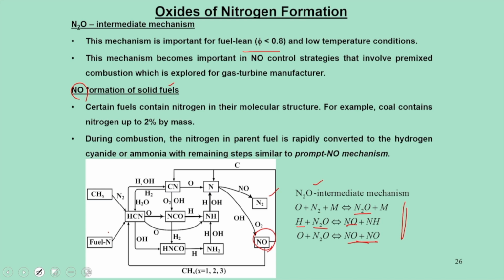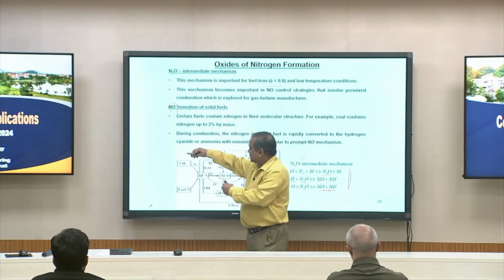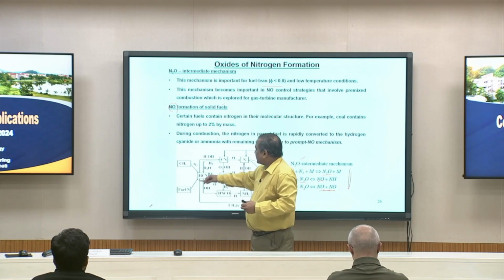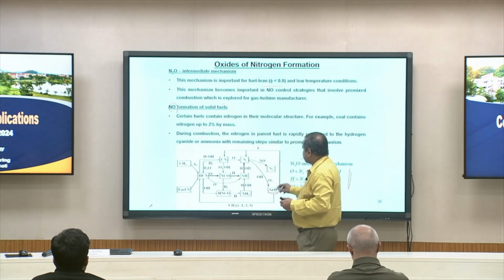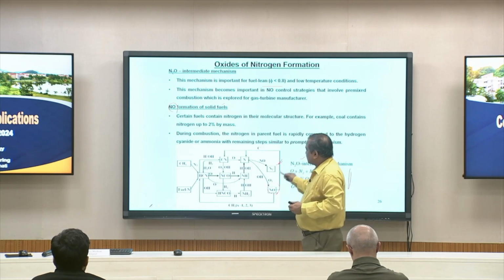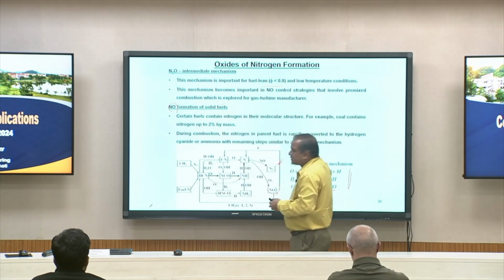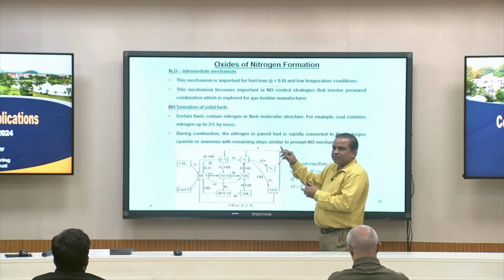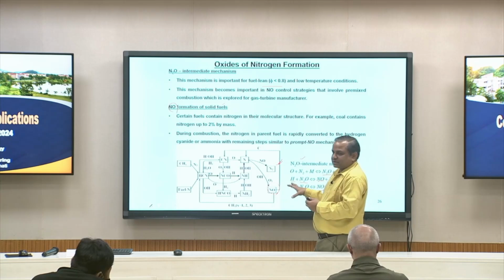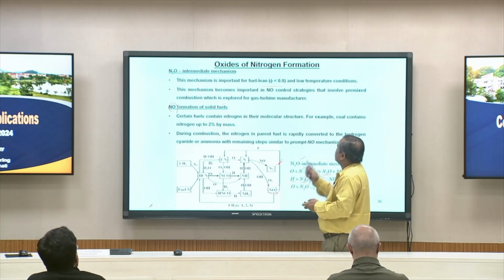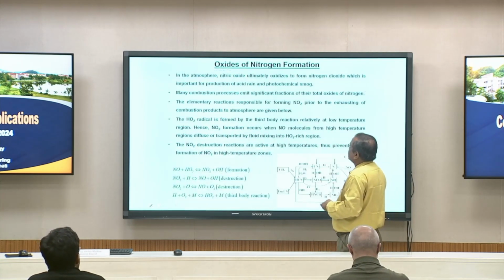And this NO also can be killed if you can take it back to this route. As long as the fuel concentration is reduced, we keep cycling through this, so that NO formation is reduced and the N2 concentration, which is already there, improves. That way we can effectively manage the oxides of nitrogen through these chemical processes.